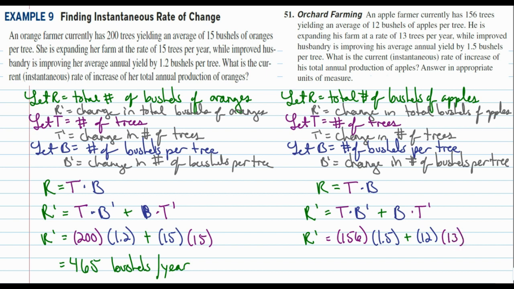So right now we've got 156 trees, and each of those trees is producing 12 bushels of apples per year. We are expecting, though, to get 13 more trees, and every single tree is going to produce 1.5 more bushels, so 13.5 bushels each, which means our total productivity, the rate of change in our total bushels of apples, is going to be 390 bushels per year.